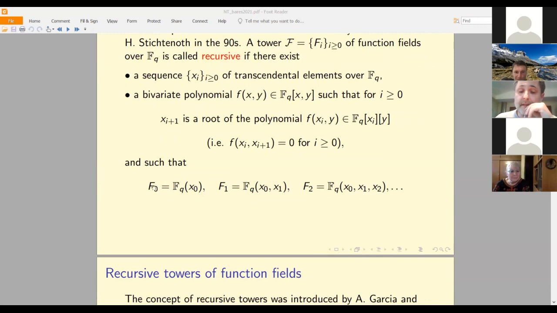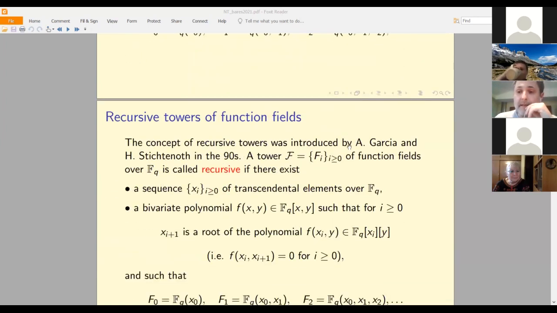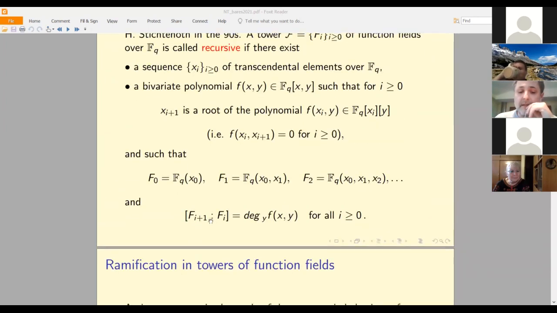The first field is the rational function field. The second one, you add the root x_1. The third one, you add the root x_2, and so on. Then you have the tower described in this way, adding the roots of this polynomial as i goes to infinity. And you ask as the condition that all the degrees of these extensions have to be the degree in the second variable of the polynomial. So the polynomial is fixed, and each root gives a new finite extension.